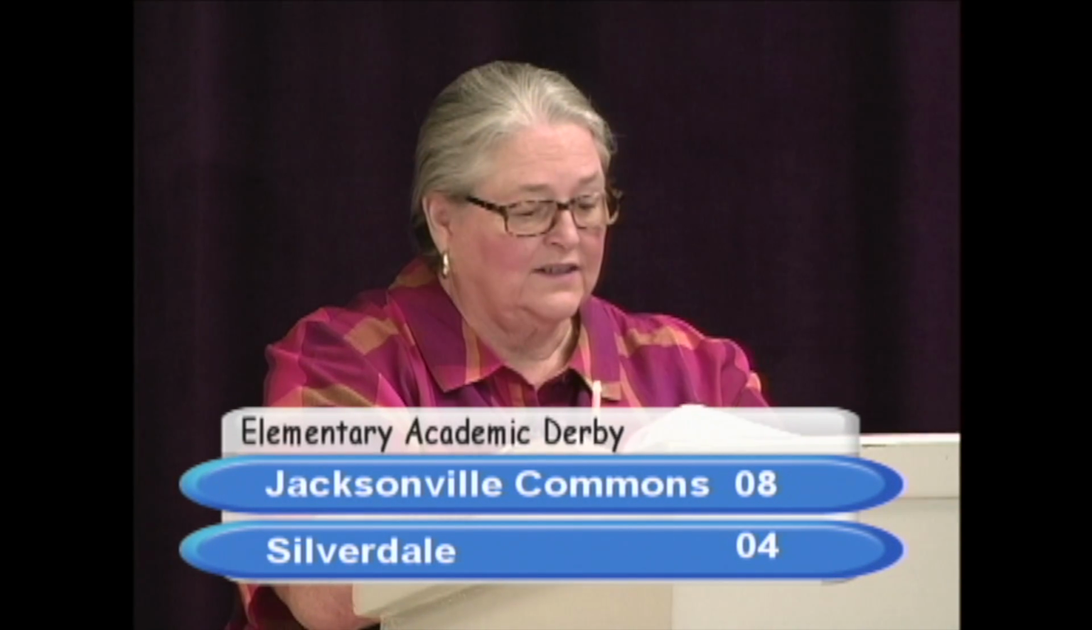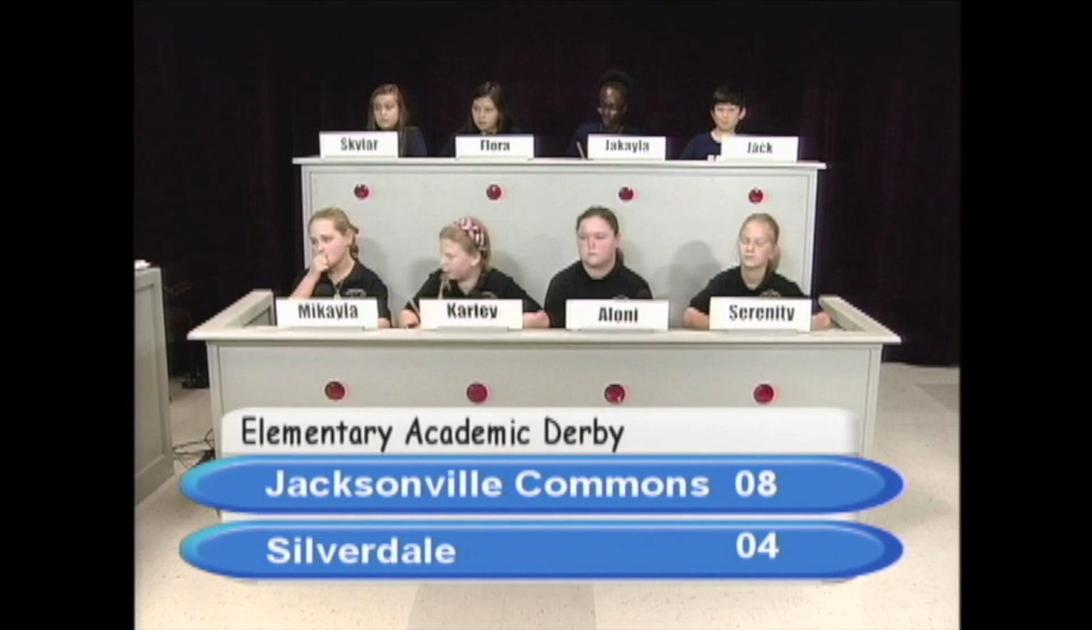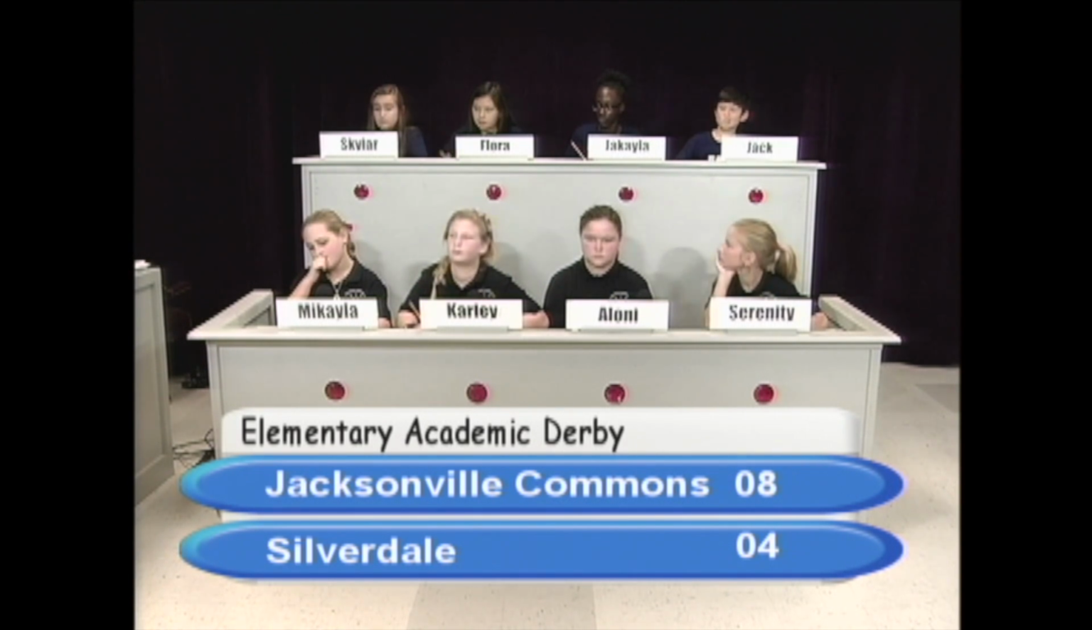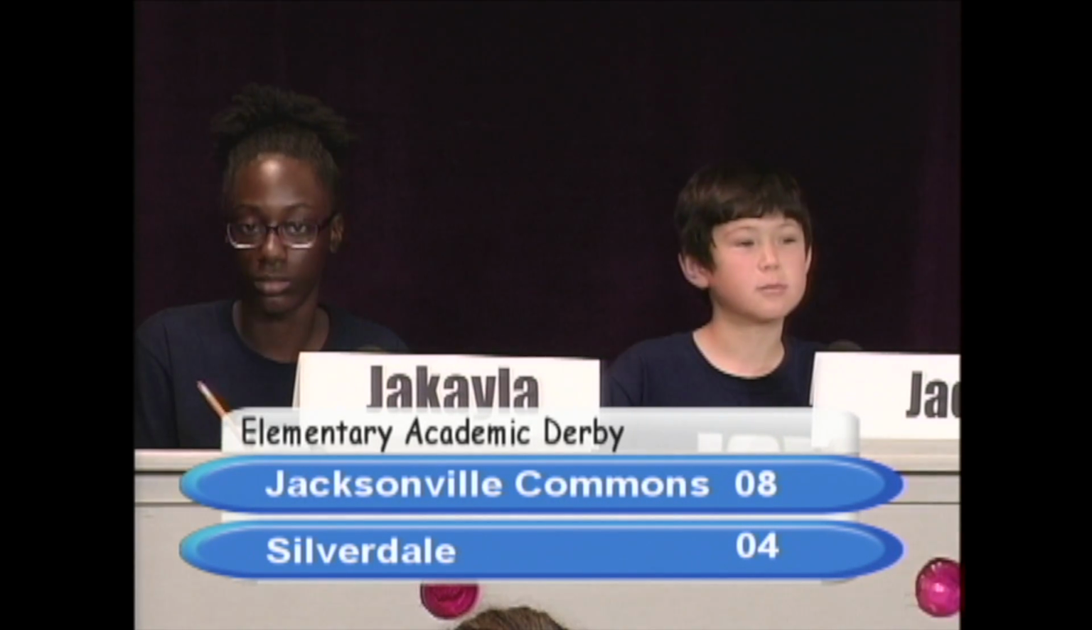Jacksonville Science. These minor planets are sometimes called planetoids, and they can be found in the inner solar system. A belt of these objects is located between the orbits of Mars and Jupiter. By what name are they known? Jack? The asteroid belt. That is correct, young man.